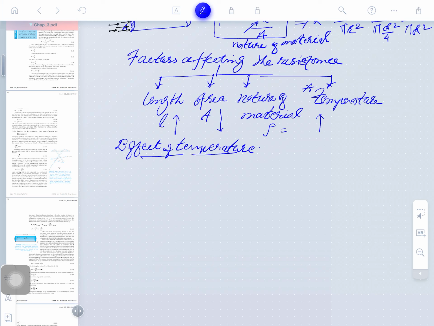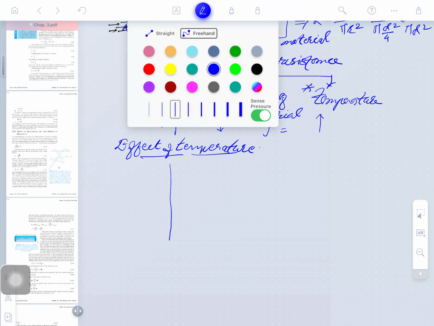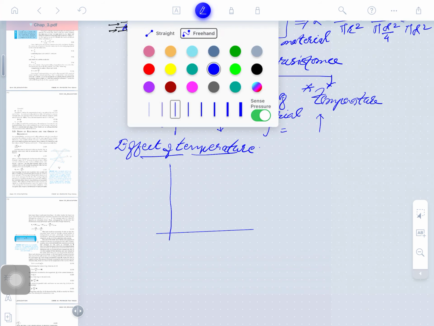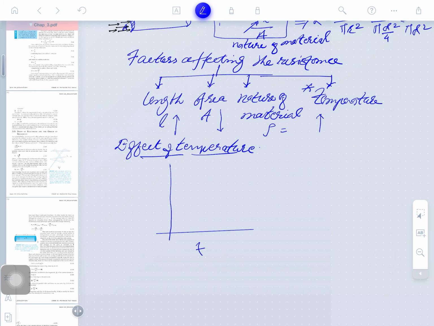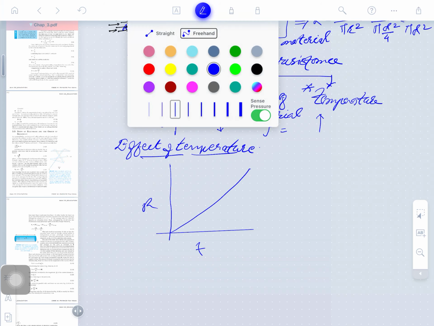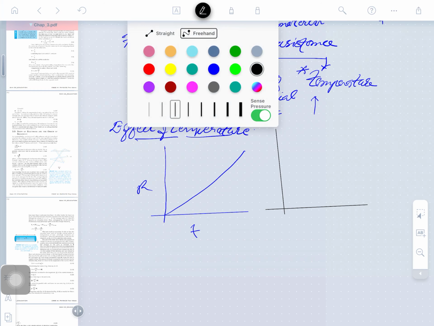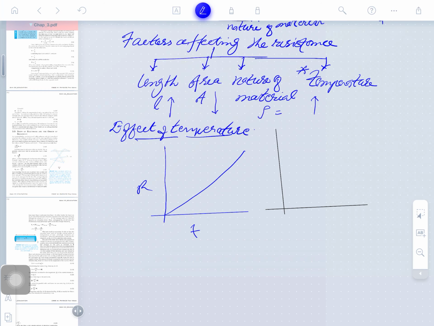Okay guys, now the effect on this. So what graphical representation will there be? If we see the graph for the resistance of a conductor, this type of graph is temperature and resistance. This type of graph can come here for a conductor, and for a semiconductor, it is different.